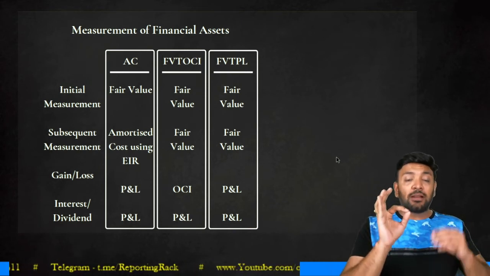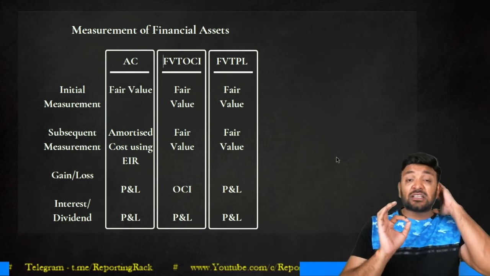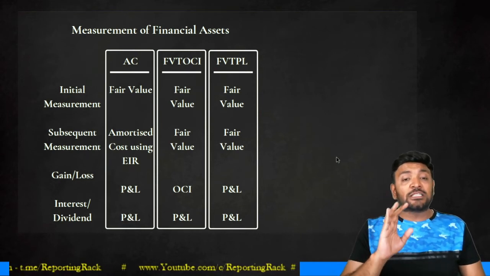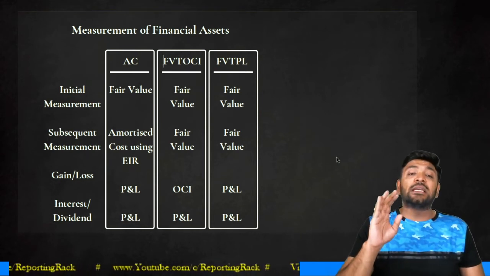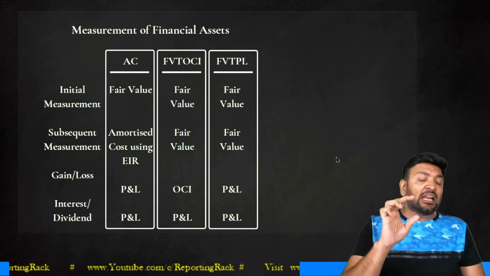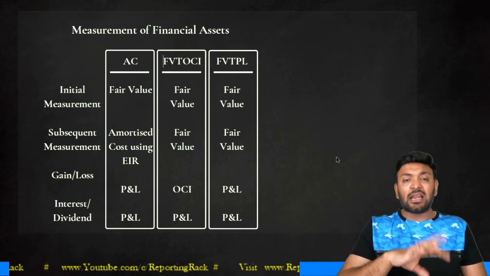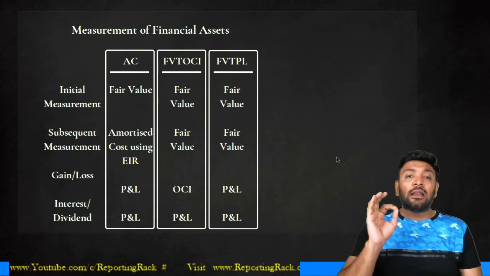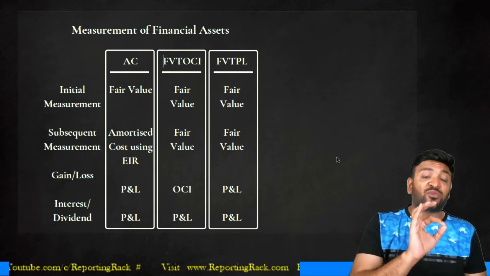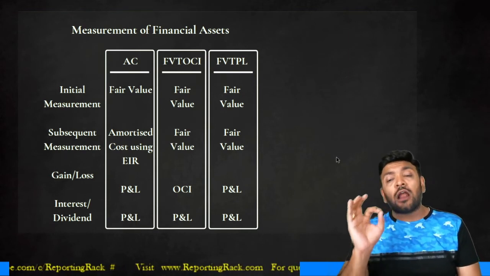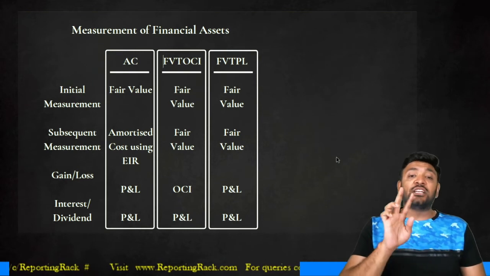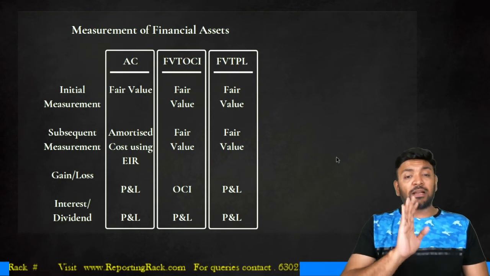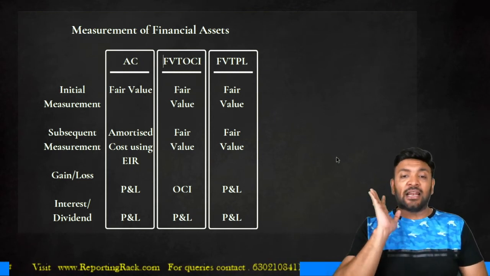According to subsequent measurement on balance sheet date, if I have classified a debt instrument as amortized cost, then it should be subsequently measured at amortized cost using an effective interest rate. I will tell you what this amortized cost using effective interest rate is; I'll take the help of an example. Any debt instrument or equity instrument classified as fair value through other comprehensive income or fair value through P&L should be measured at fair value on each balance sheet date. That is, subsequent measurement should always be at fair value on balance sheet date.